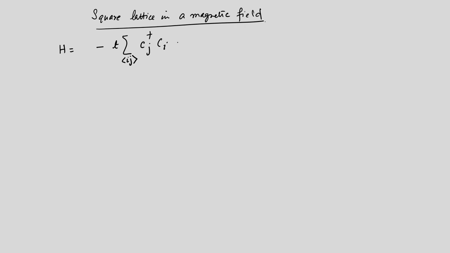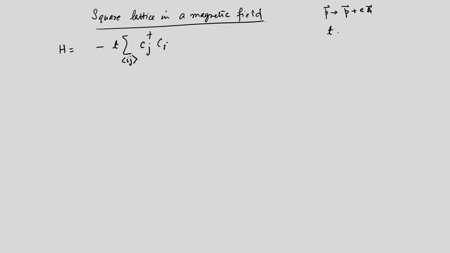And how do you include the magnetic field? You have seen that in a continuum system, it is included as p plus eA. So it enters through the momentum of the particle. The magnetic field enters through the vector potential, and the vector potential actually renormalizes the value of the momentum. It makes the mechanical momentum the canonical momentum, which is nothing but p plus eA. But in a lattice, it enters just like this: t, the hopping amplitude, is t times exponential i phi. Phi is some phase, okay?